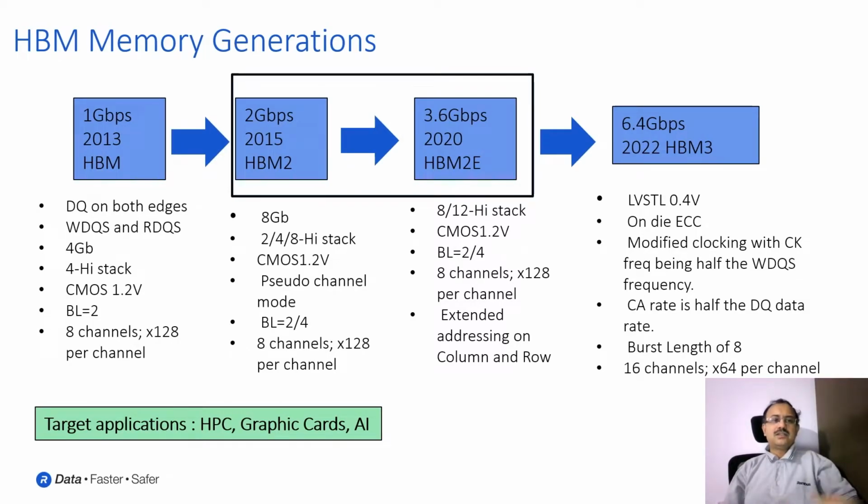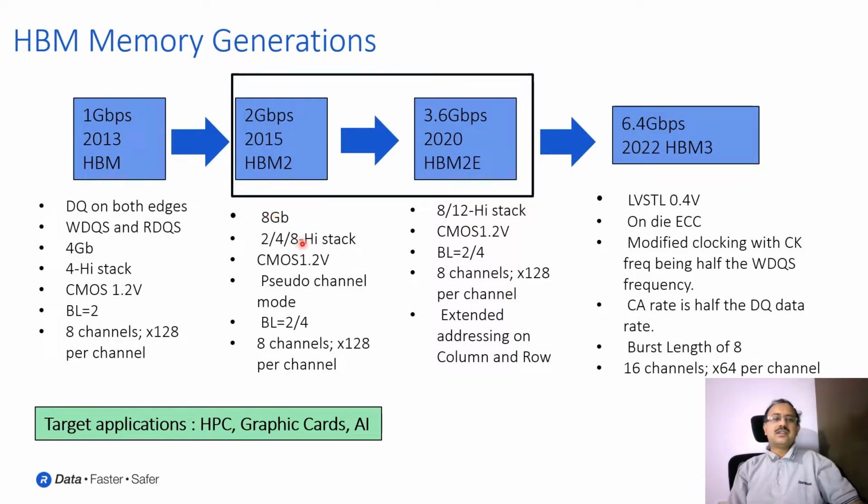So a summary of how the various generations of HBM have evolved is depicted over here, and we can see that in the first generation, of course, the intention was to have a DDR kind of memory, separate write and data strobes. There was a capacity of up to 4 gigabit per channel. These capacities are per channel. A 4 high stacked DRAM was considered. The signaling voltage was at 1.2 volts. We had a burst length of 2.